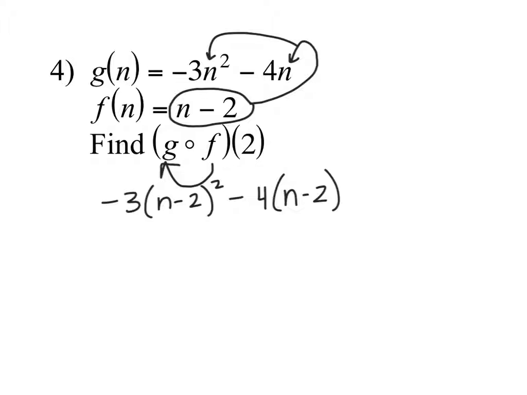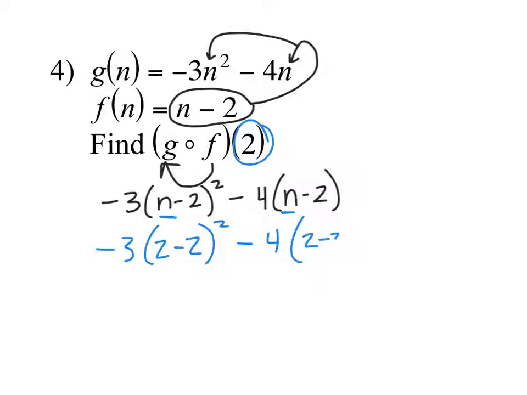So I'm going to plug in 2 for the n's right here. So this is going to be negative 3 times 2 minus 2 squared minus 4 times 2 minus 2. And now I do order of operations. So this is going to be negative 3 times 0 squared minus 4 times 0. I did what was in the parentheses.